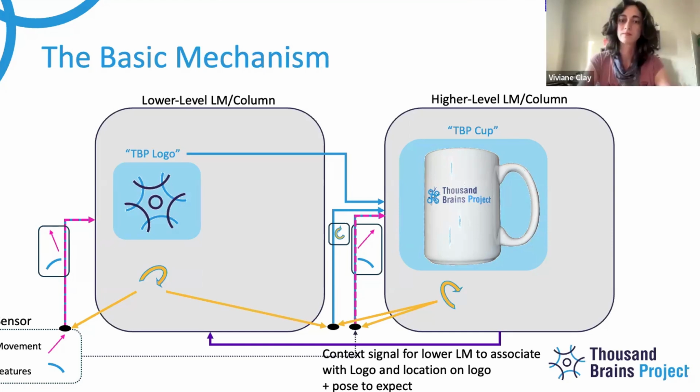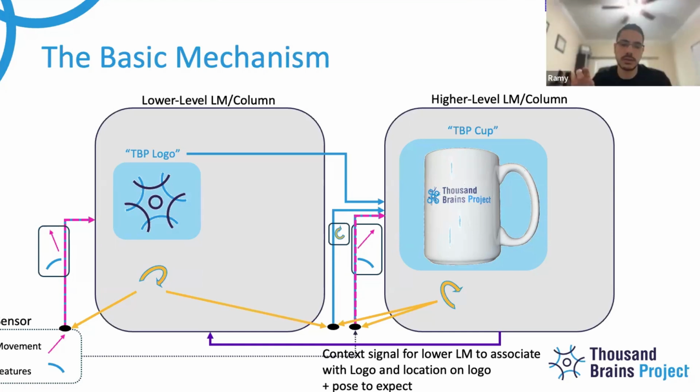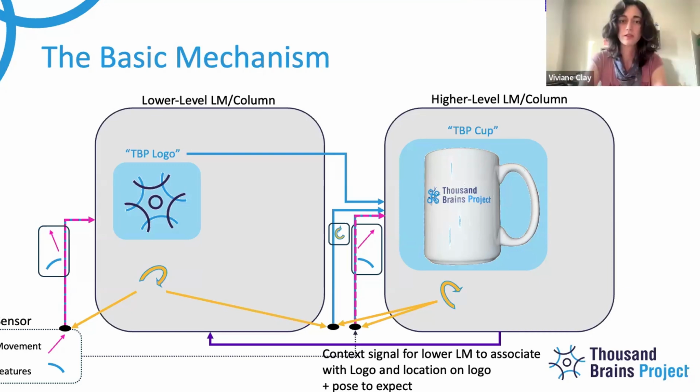Yeah. So are we associating a single position in the higher level column with multiple positions in the lower level column? Because we have only a single position for the logo in the higher level column, if I understand it correctly, and it will be sending feedback to a single position in the reference frame of the logo in the lower level. So are we associating with multiple positions in the lower level or also a single one? Just a single one. So it'd be one location on the cup associated with one location on the logo.